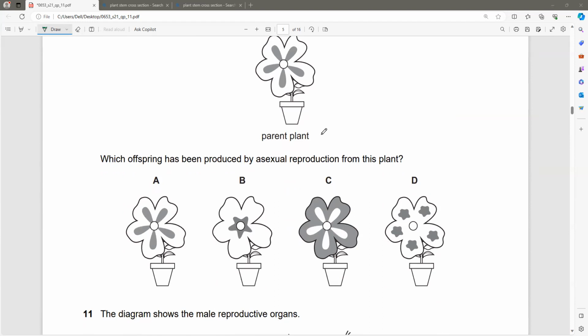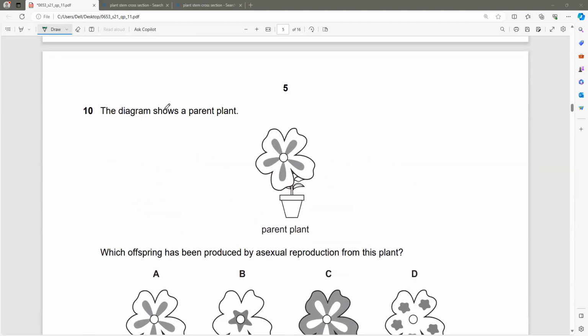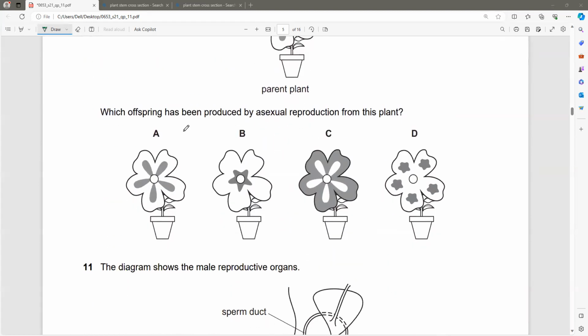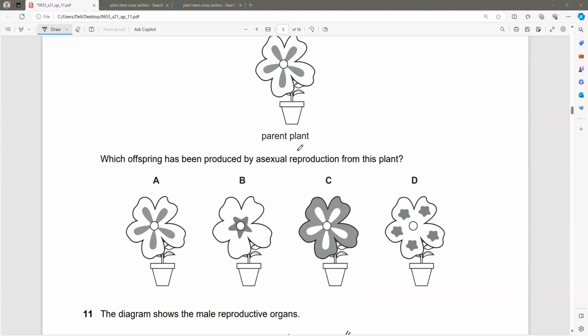Next. Please take it. This is related to a heredity question, like sexual and asexual reproduction. The diagram shows a parent plant. So this is the parent plant. Which offspring has been produced by asexual reproduction from this plant? Everybody? Asexual reproduction means what? What do you mean by asexual reproduction? Anybody?